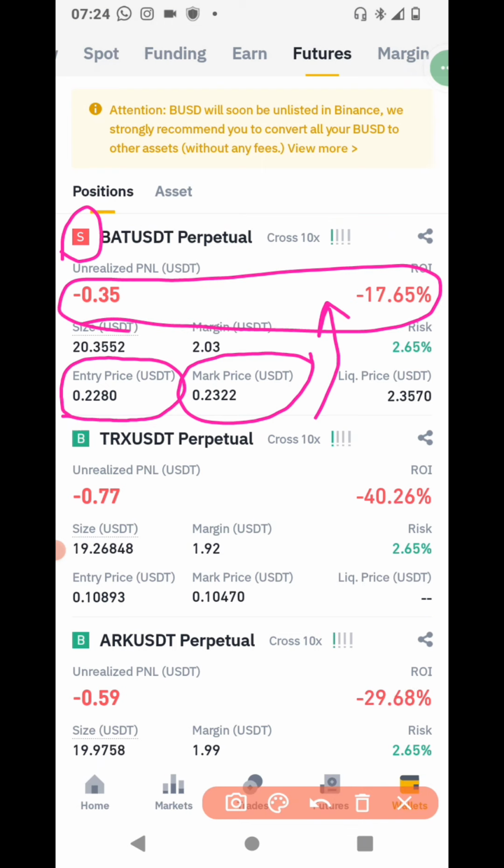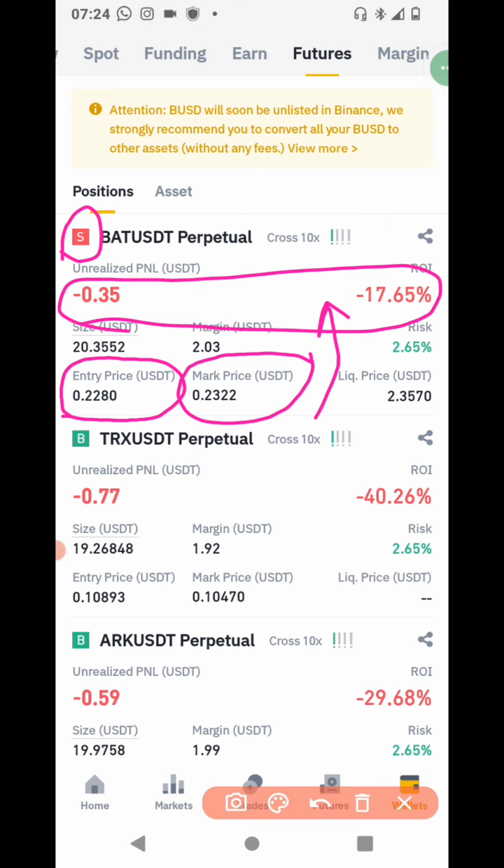Now, you see this size USDT. What is this size USDT? And how does it come about? This size USDT is your margin multiplied by your leverage. You see the leverage is 10x. When you multiply this by 10, you get this. Okay? You see leverage there, they wrote 10x.